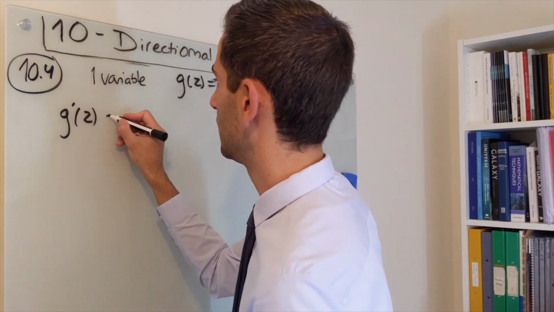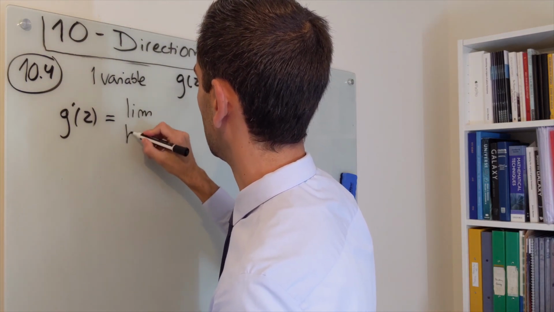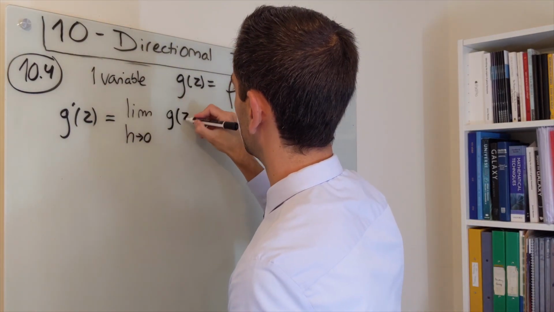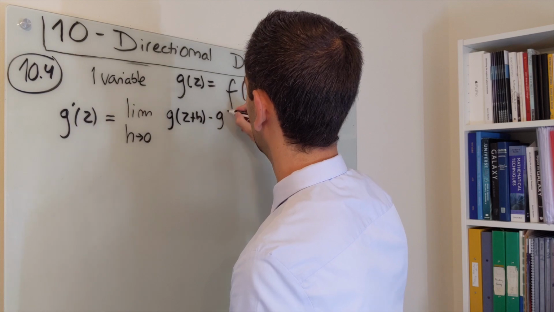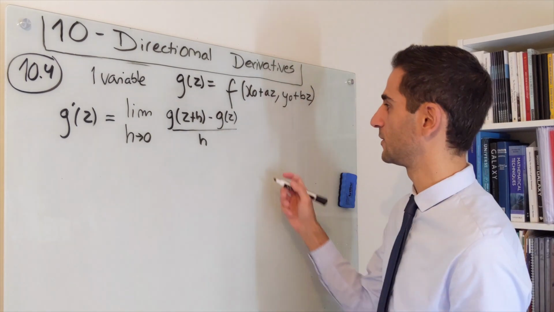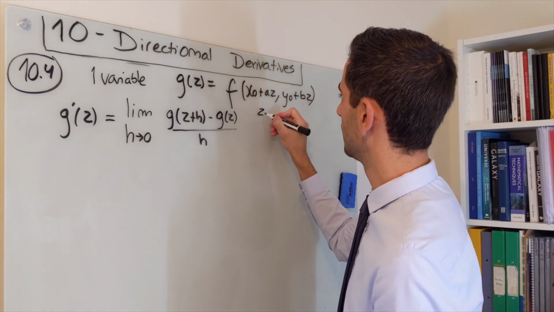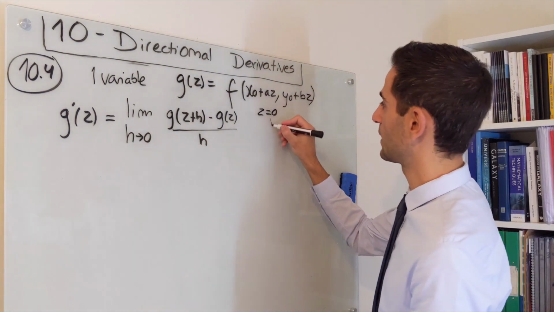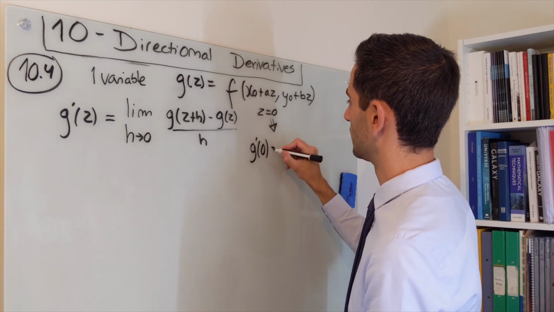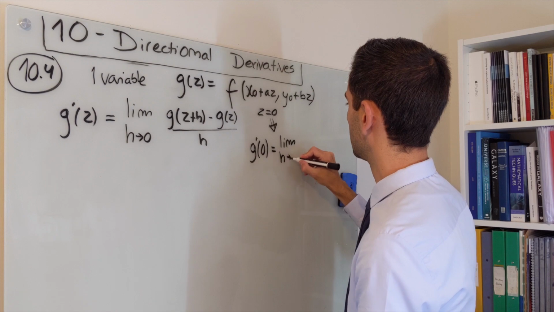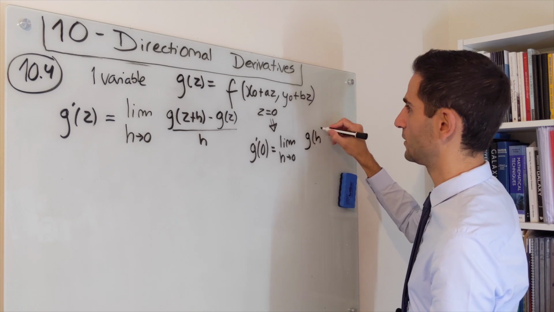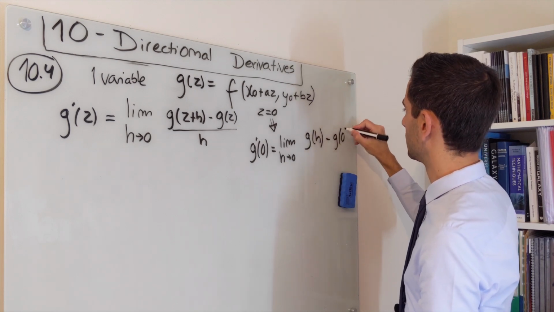From first principles, you'd write that this is the limit when h goes to 0 of g of z plus h minus g of z, over h. It's relatively straightforward. Now let's say that we also want to calculate this derivative when z equals 0. When this happens, all we do is calculate g prime of 0. This is the limit when h goes to 0 of g of h minus g of 0, over h.